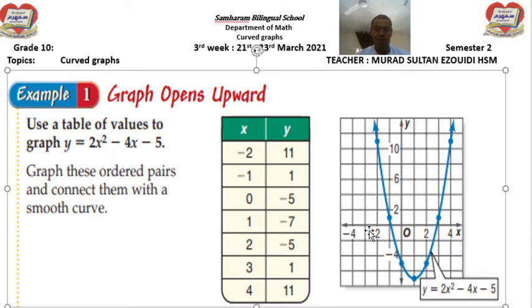Now, as we have completed this table of values for y when x equals minus 2, minus 1, 0, 1, 2, 3, 4, we'll try to plot these points, then connect them together with a smooth curve. So let's do the first one. When x equals minus 2, y equals 11. This is 11. Okay, when x equals minus 1, y equals 1. This is minus 1, this is 1.